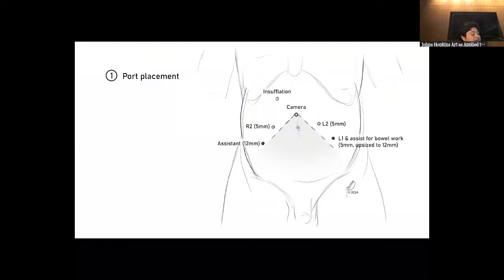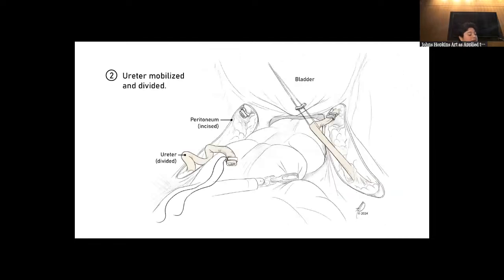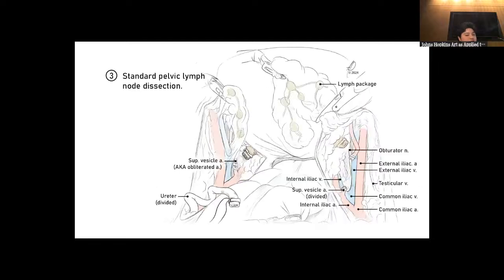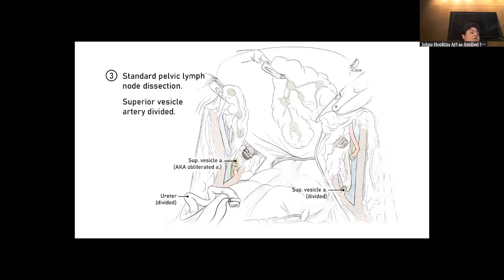The abdomen is insufflated and the ports are placed for the camera, robotic arms, and assistant port. The one port will be upsized later to accommodate a second assistant port. The patient is initially placed in full Trendelenburg. To orient yourself, we are looking down at the bladder towards the feet. The peritoneum is incised to identify the ureters, which are mobilized to the level of the bladder, clipped and divided. A standard pelvic lymph node dissection is performed, and the superior vesical obliterated artery is clipped and divided.